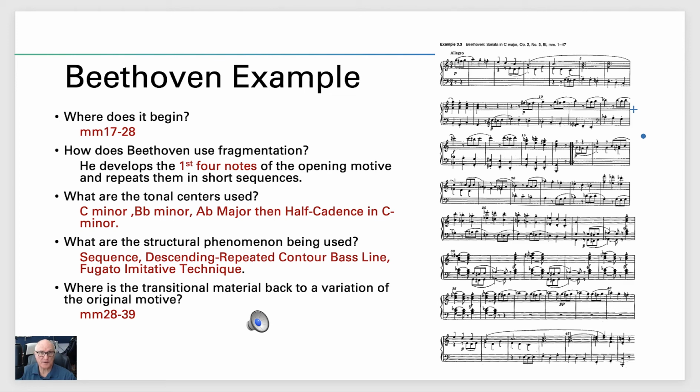He uses sequences, descending repeated contour bass line. What I mean by that is the bass line keeps going down in the same contour. He repeats that over and over again. And then where is the transitional material back to a variation of the original motive, and that's in measure 28. So listen to how he develops something.